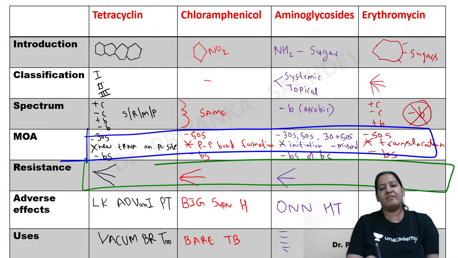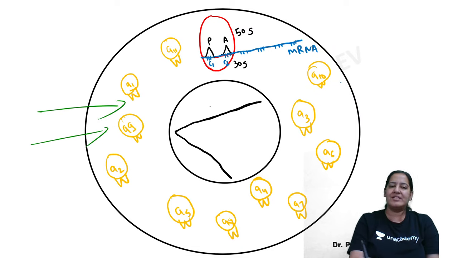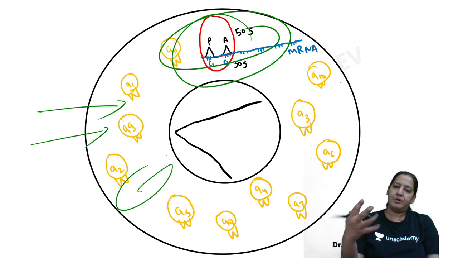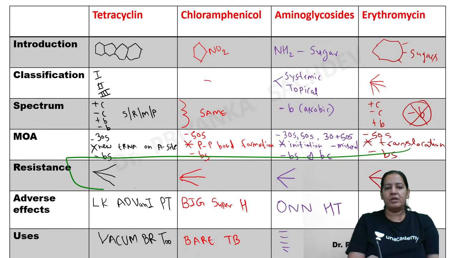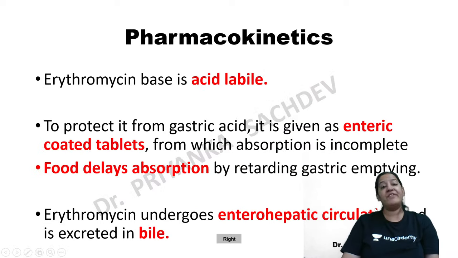Resistance, you already know the same three ways of resistance. I'm not saying them again: decrease in influx, increase in efflux, ribosome protection, and enzyme. You know the three ways, so I'm not revising. It's time to come to adverse effects of macrolide, of erythromycin.